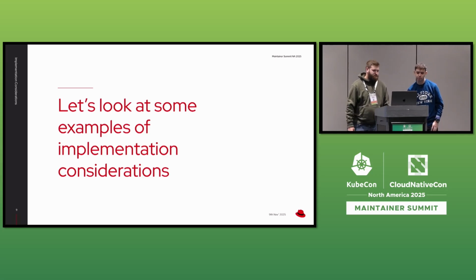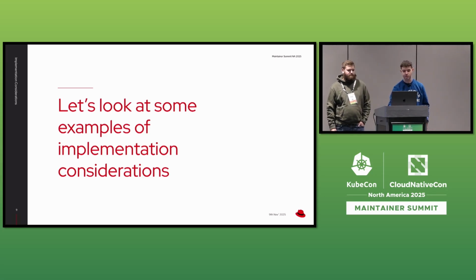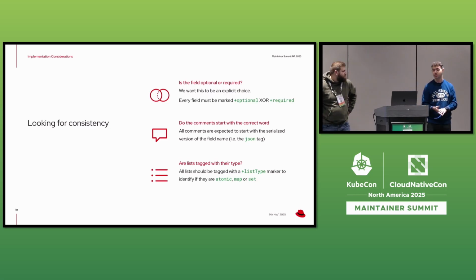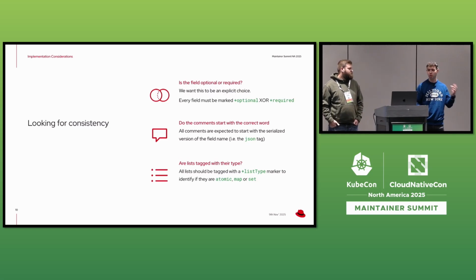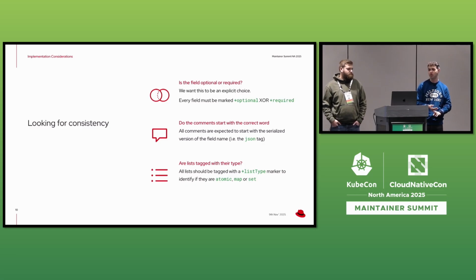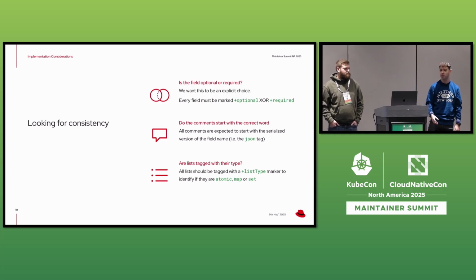Okay, so I'm going to talk through a bunch of these implementation considerations. So we'll start off with some of the consistency things. So something we're trying to do in Kube at the moment is make sure that optional and required are on every field, one or the other. So whether a field is optional or required influences a bunch of things, like if we need to document what happens when the field's not there, it also influences things like the serialization. So we need to make that an explicit choice when we're designing APIs.